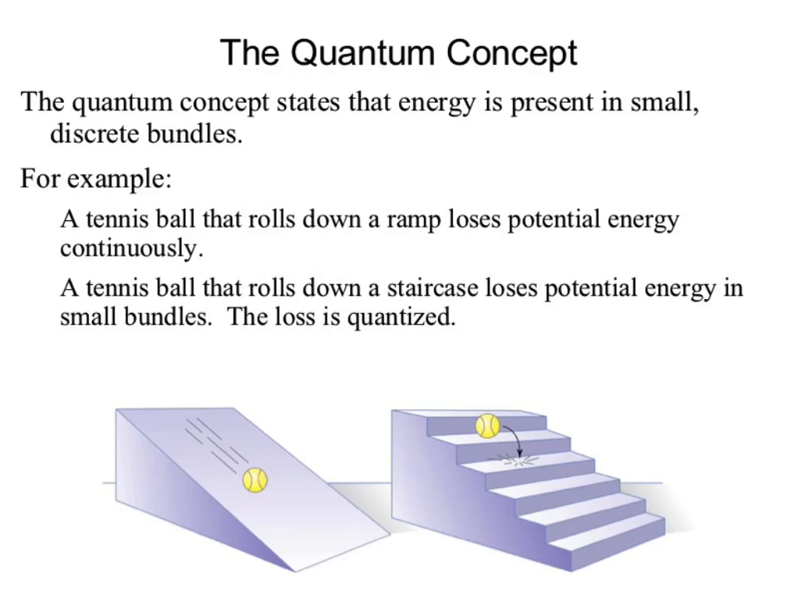What we're talking about is our quantum concept. So again, if we look at examples, a ramp is continuous. If I put a ball on a ramp, it can exist in contact with the ramp at all places on the ramp. If I put that ball on steps, it can't exist at half a step because there's nothing there. It has to exist at those individual steps. That's our quantized phenomenon.